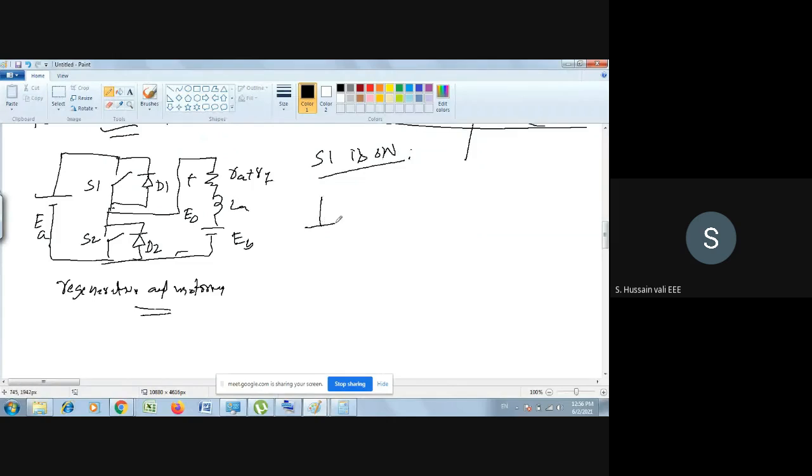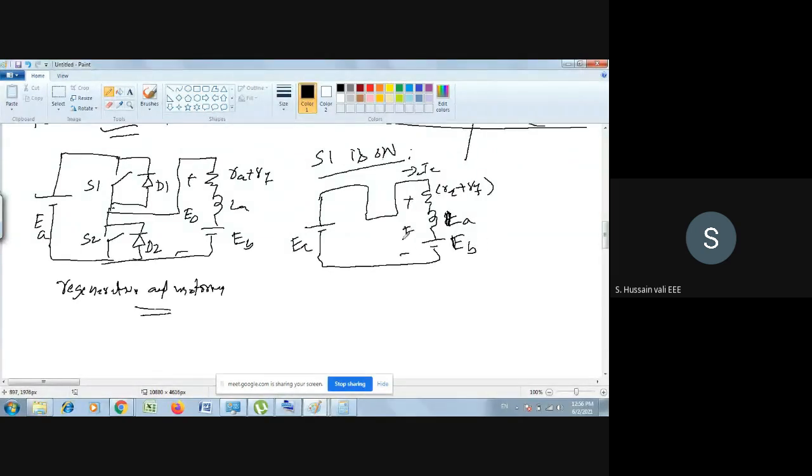S1 is on. Then you find EI, then through S1, then through RA plus RF, LA, EB. EB is E naught. So in this case, E naught is equal to E naught. The current will flow like this, through S1.